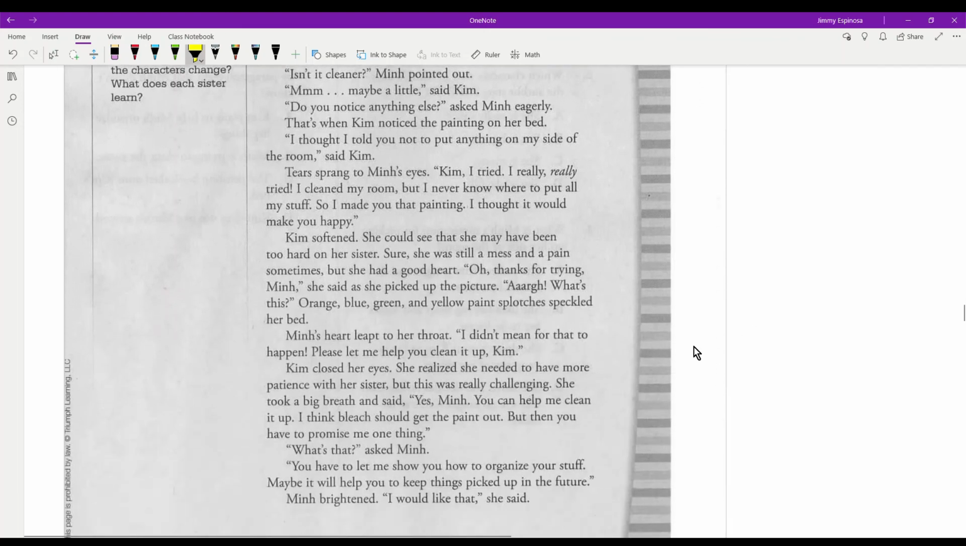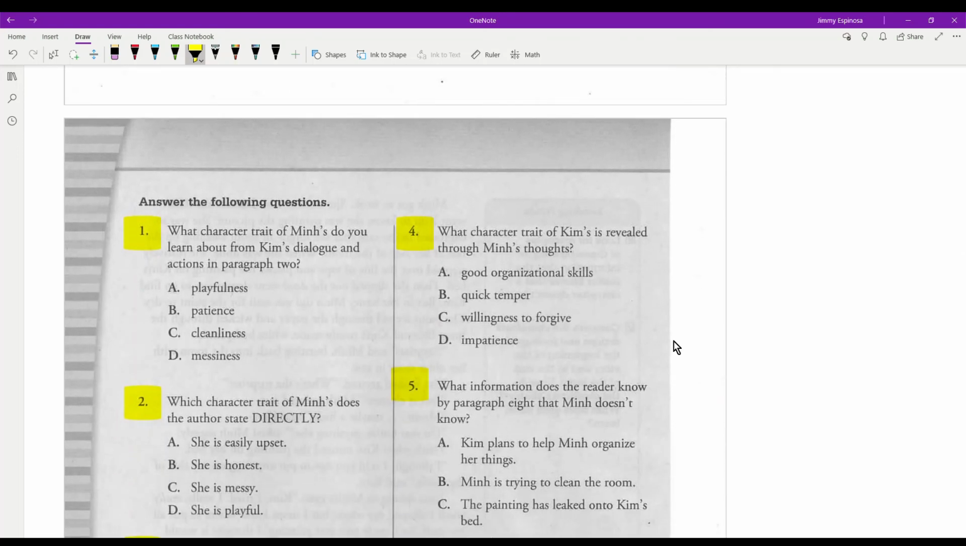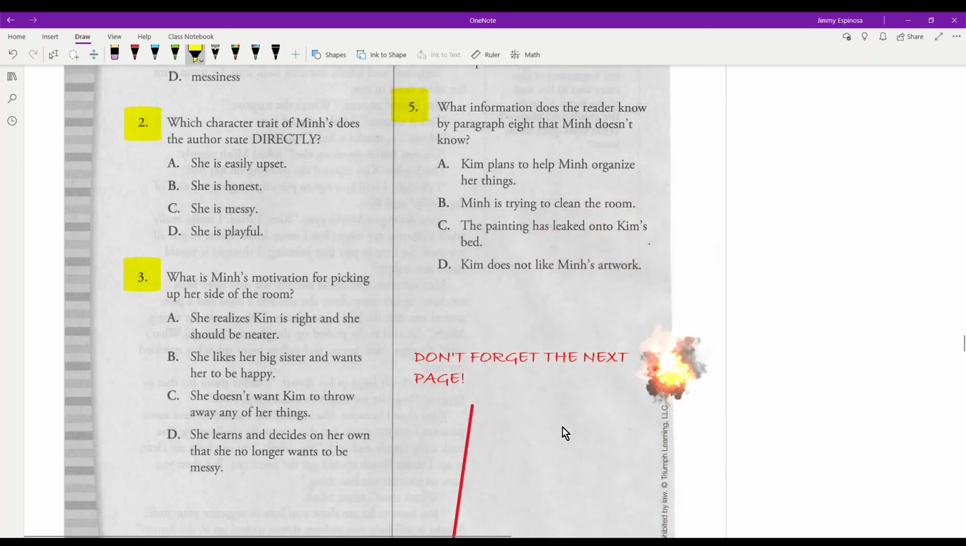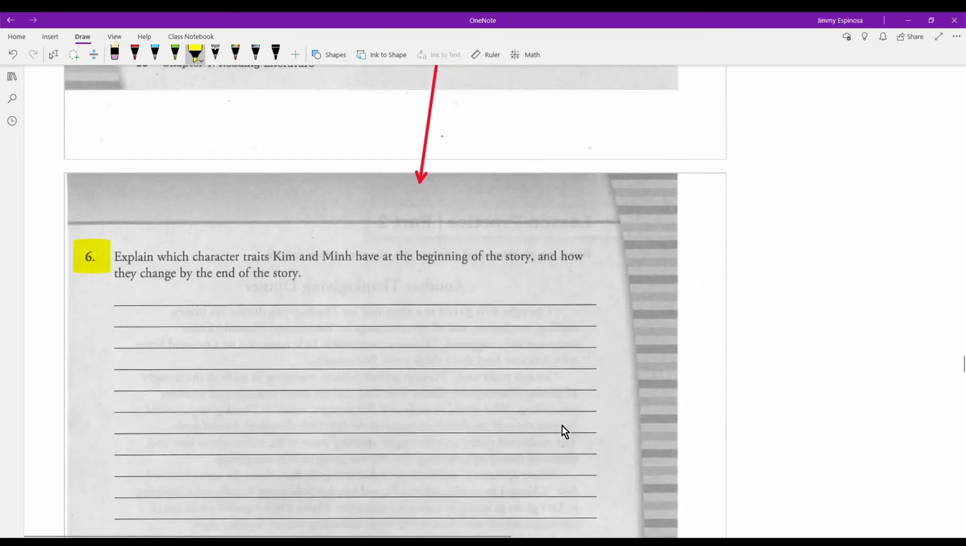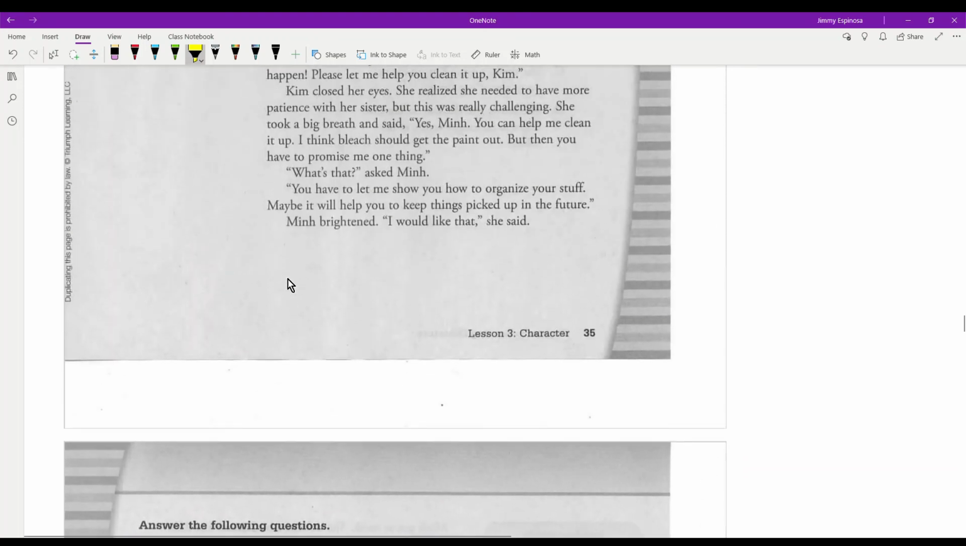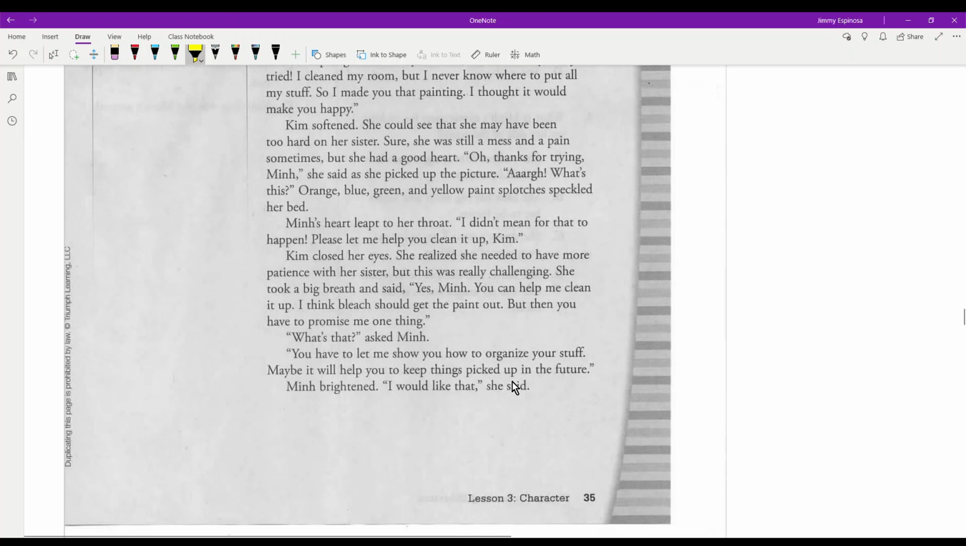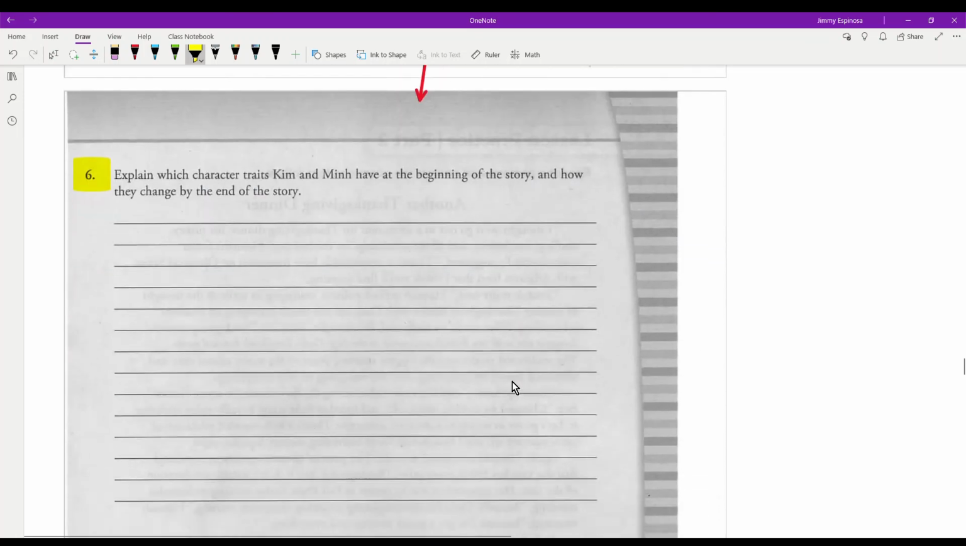Okay, so as we scroll on down, we will see these highlighted questions. I went ahead and highlighted them for you to remind you, hey, you have to do these. Okay, so we have questions 1 through 5 here. I also put a little note here so you don't forget the next page. So scroll on down to the next page. Here's number 6. Explain which character traits Kim and Min have at the beginning of the story and how they change by the end of the story. If you refer back to the reading guide, that is the same question as you see here. Things to think about, and they're preparing you to answer the questions. Okay, so I'll go ahead and scroll on down to the next passage.